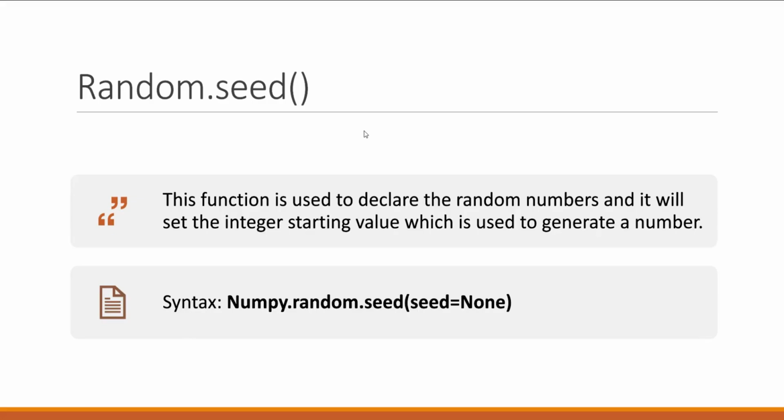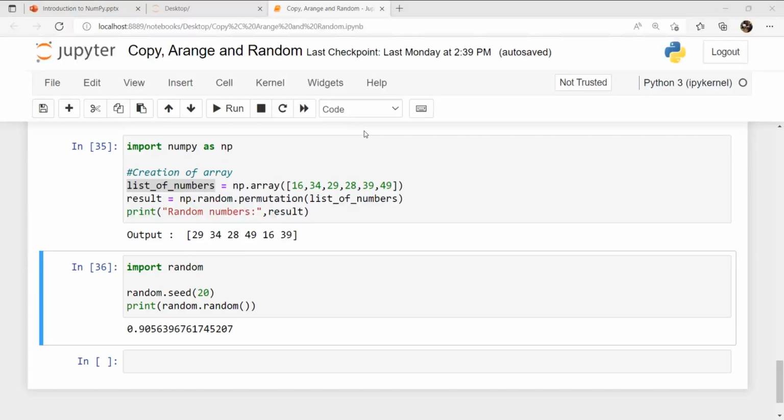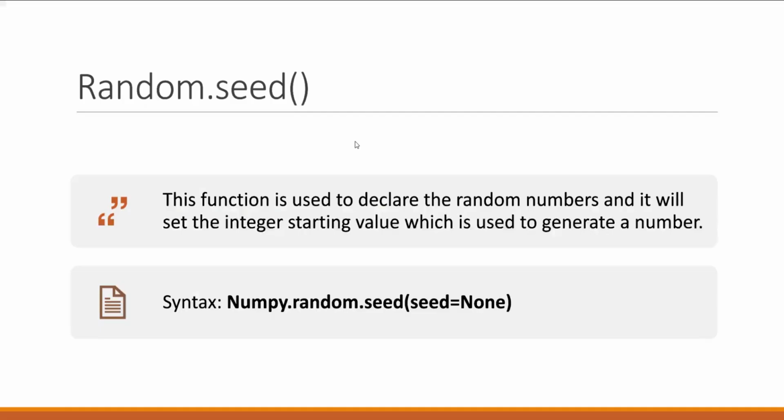Now let us use this method practically. Here first we have imported the random module. After that we have used random.seed, and within this function we have set the integer value 20. So after executing this code, it displays the random number. So with this we have completed the copy, arrange and random functions.